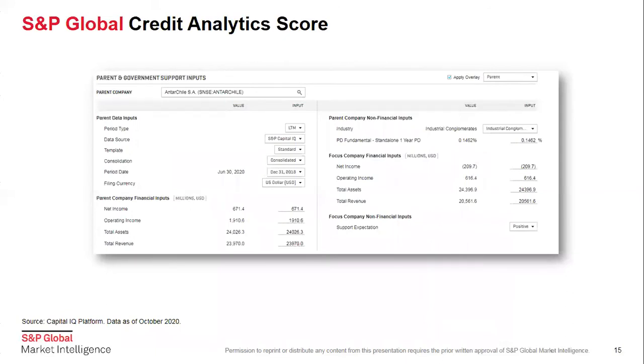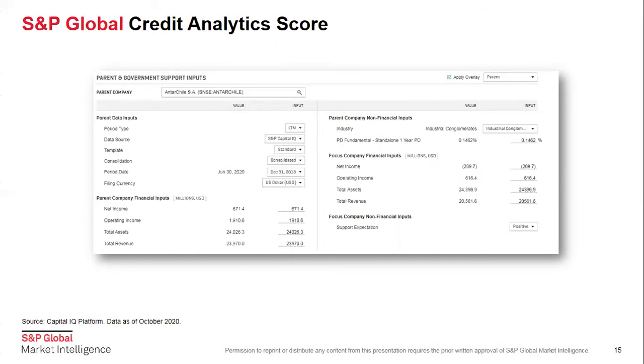Here we can go through, and because Copec is owned by Artachuli SA, we can now easily go in and apply a parental overlay based on the yield approach, which is a confirmed approach by S&P and recognized by the OECD as an appropriate way to measure that implicit parental support.